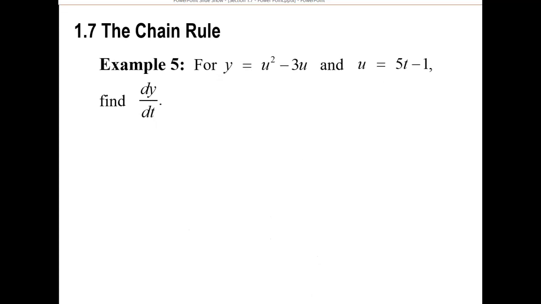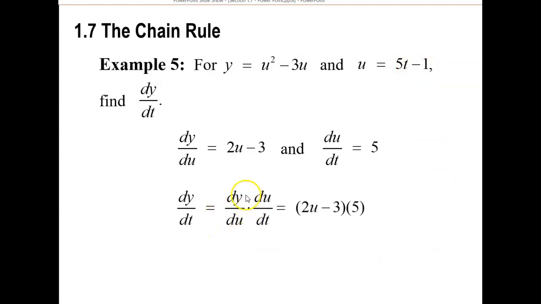All right, let's try another one like that. For y equals u squared minus 3u and u equals 5t minus 1, find dy dt. So we could plug u in here and just do our chain rule, or we could find dy du, find du dt, and then multiply those together to get dy dt. So dy du, the derivative of y with respect to u, is 2u to the first, or just 2u, minus 3. Derivative of u is just 5. The derivative of this term is 5, the derivative of this term is 0.